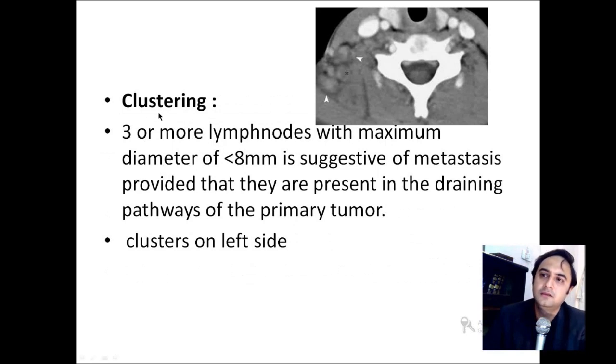Now clustering is another pattern of lymph nodes which you can see. Here you can appreciate nodes present in a botryoid fashion, a bunch of lymph nodes. These are quite small lymph nodes, like 1, 2, 3, 4, 5 lymph nodes present here, and this pattern is called the clustering pattern.